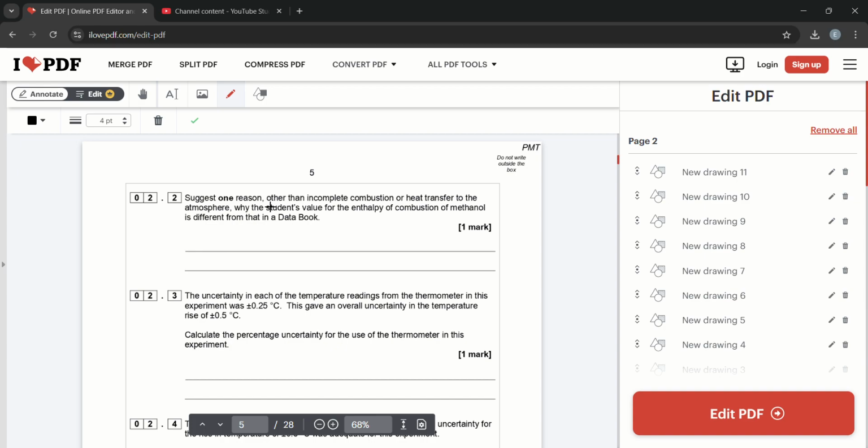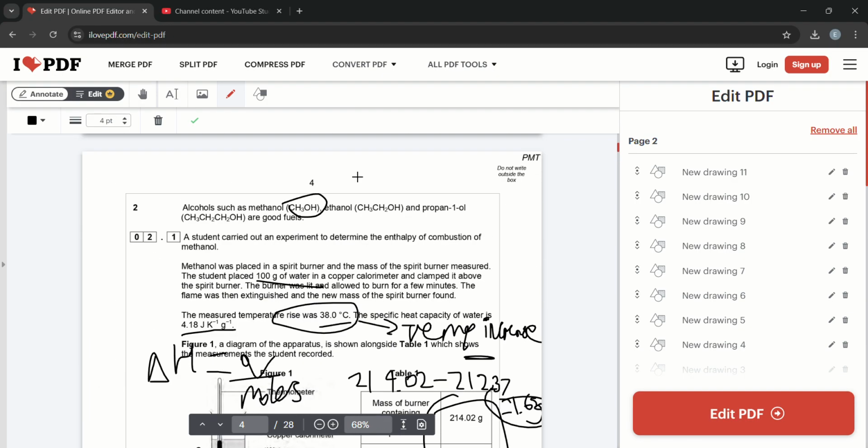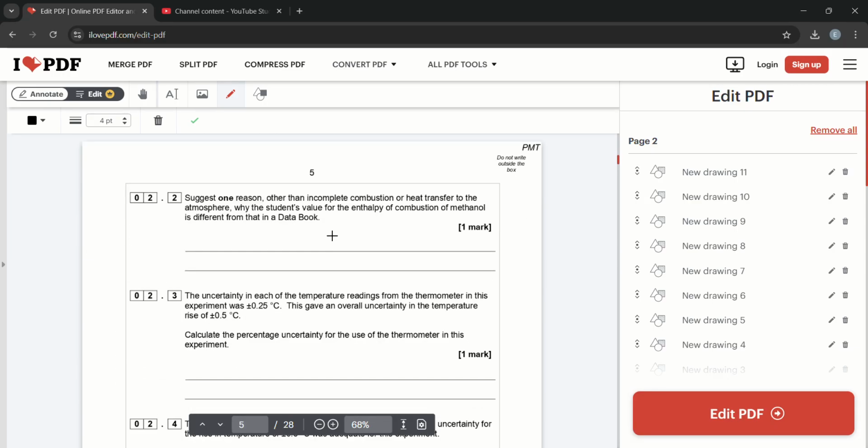2.2 suggests one reason, other than incomplete combustion or heat transfer to the atmosphere, why the student's value for entropy of combustion of methanol is different from that in the data book. Well, we know methanol is an alcohol, so what we can talk about is the evaporation of methanol. You could say alcohol, but it's better to apply it to the alcohol we're working with, because evaporation of alcohol is a very general statement. So, evaporation of methanol.